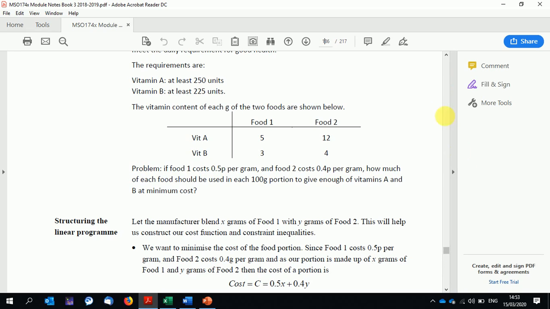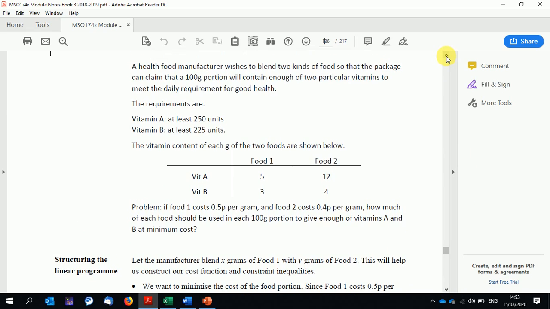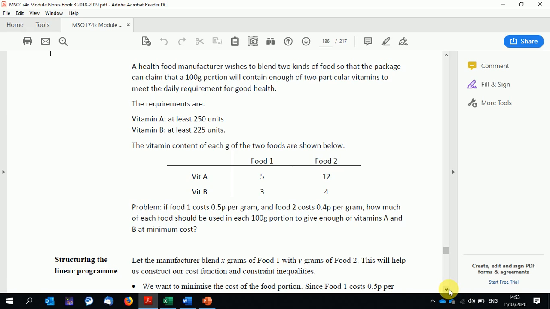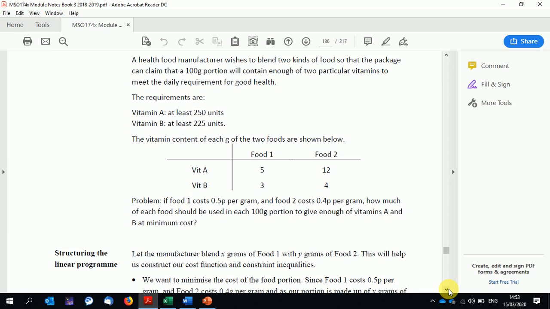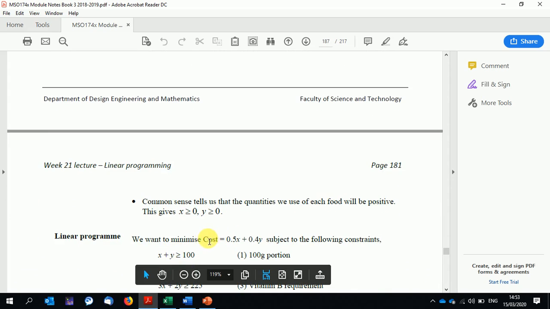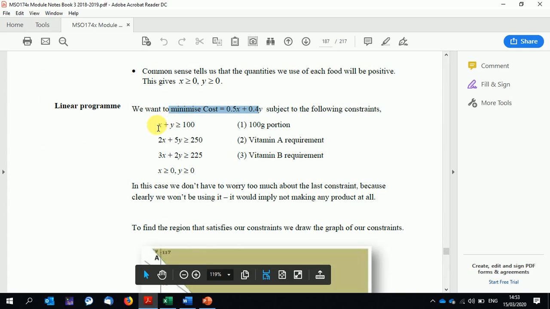Do read the question properly and identify that it's a minimizing cost question. It is mentioned here, so that should not be a problem. Try to formulate your cost equation, which is minimizing cost. This is known as the objective function, which I mentioned in part one. So formulate your objective function, which is this. That will be your objective function, and also identify your constraints.